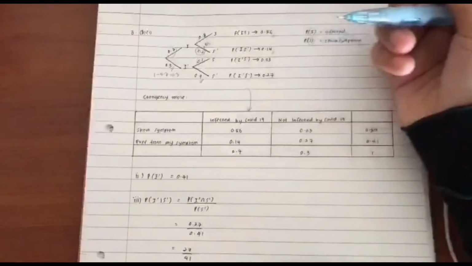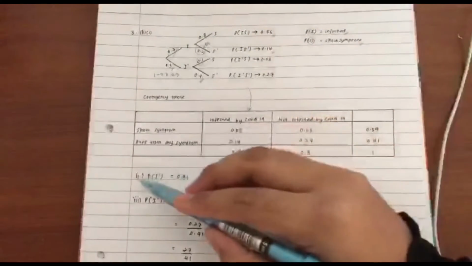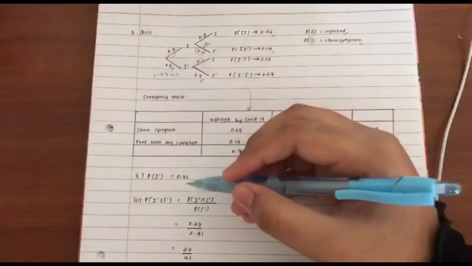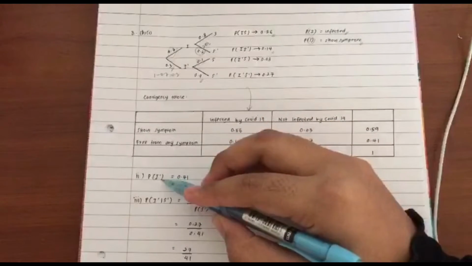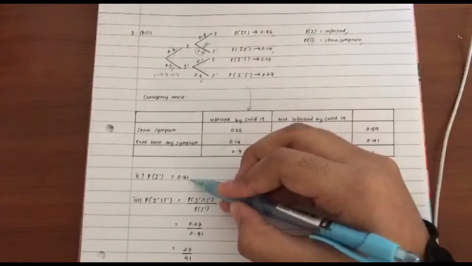Then we put this information of the tree diagram into the contingency table. Then we move to B ii. We refer to the probability of free of symptom from the tree diagram. Thus, probability of S prime is 0.41.